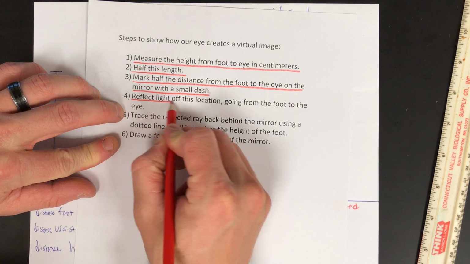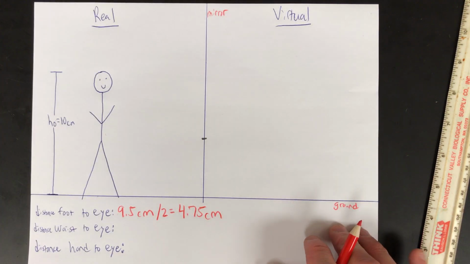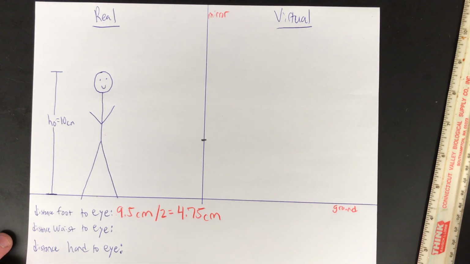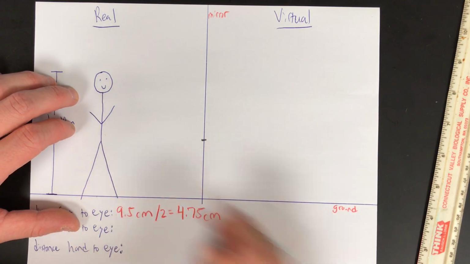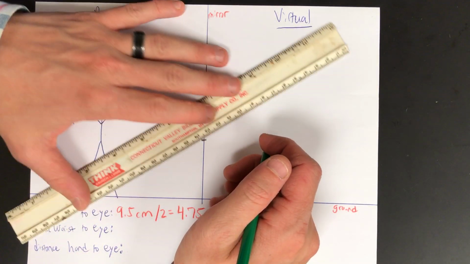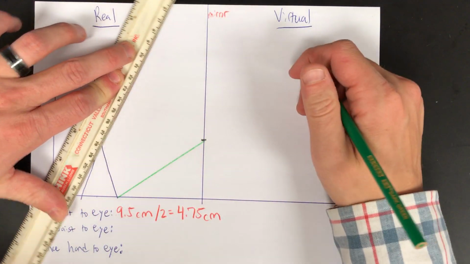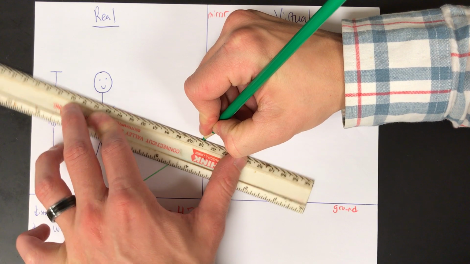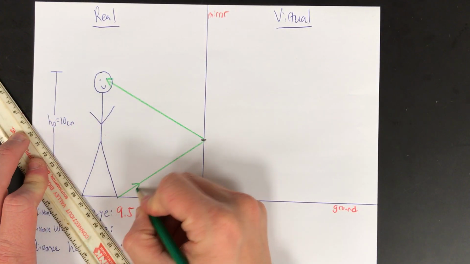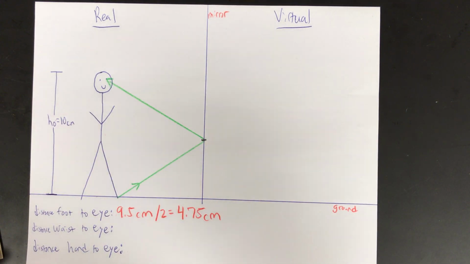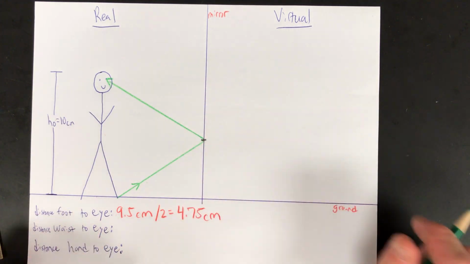Then I'm going to reflect light off this location, going from the foot to the eye. Alright, so I'll start with the color green for the foot. Alright, and I'm going to use my straight edge. Reflect light from the foot off that spot that you marked halfway into the eye. Alright, and use some arrows to show which way it's going. So we have our incident ray right down here and your reflected ray. Just remember which one is which.